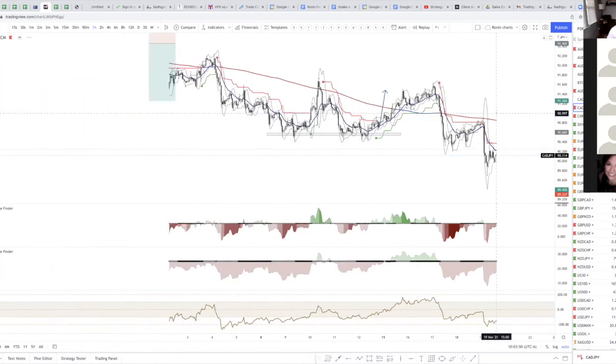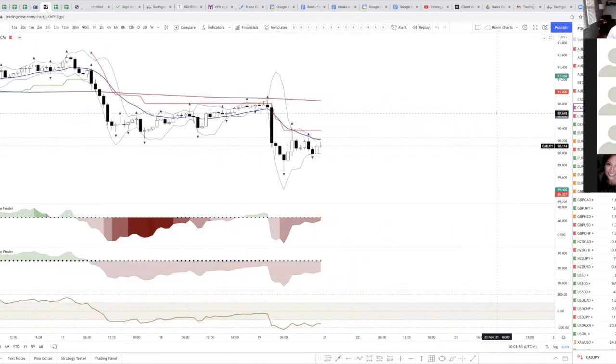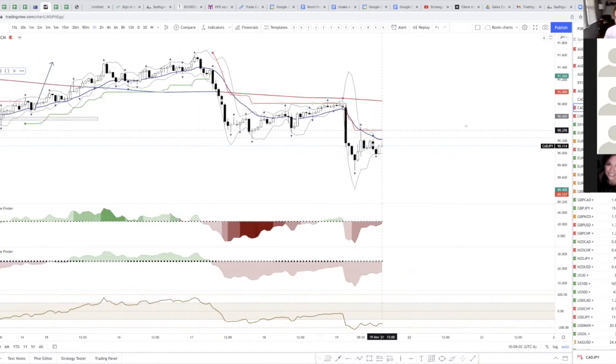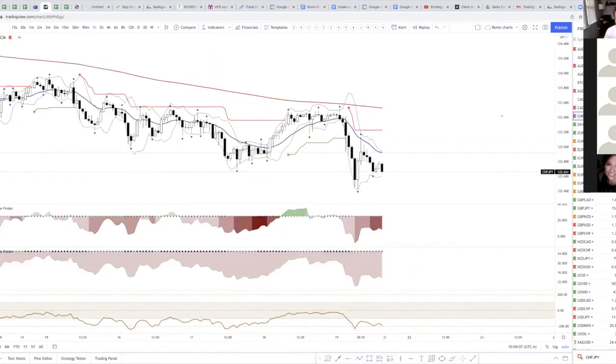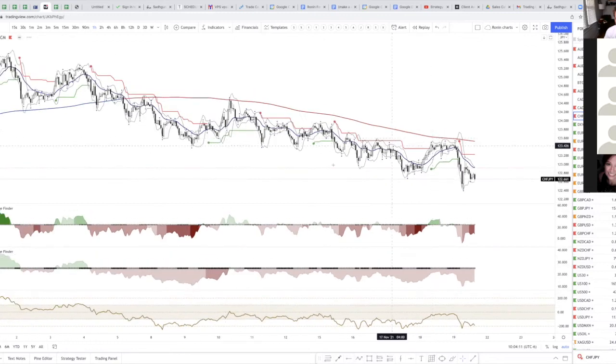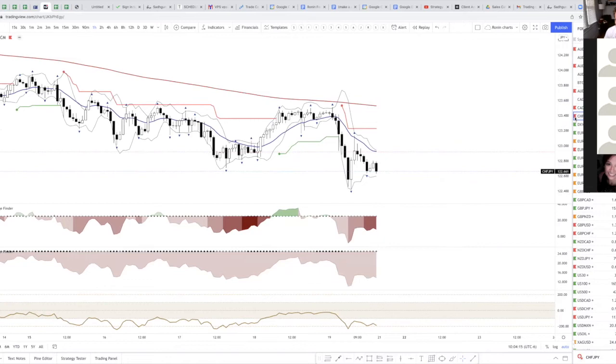CAD yen looks decent to the short side, although we are getting down here to pretty extreme oversold conditions, but it would be short bias. Swiss yen, like what I just said about the Swiss, I think it's definitely going to apply to Swiss yen as well. This one looks bearish, right?